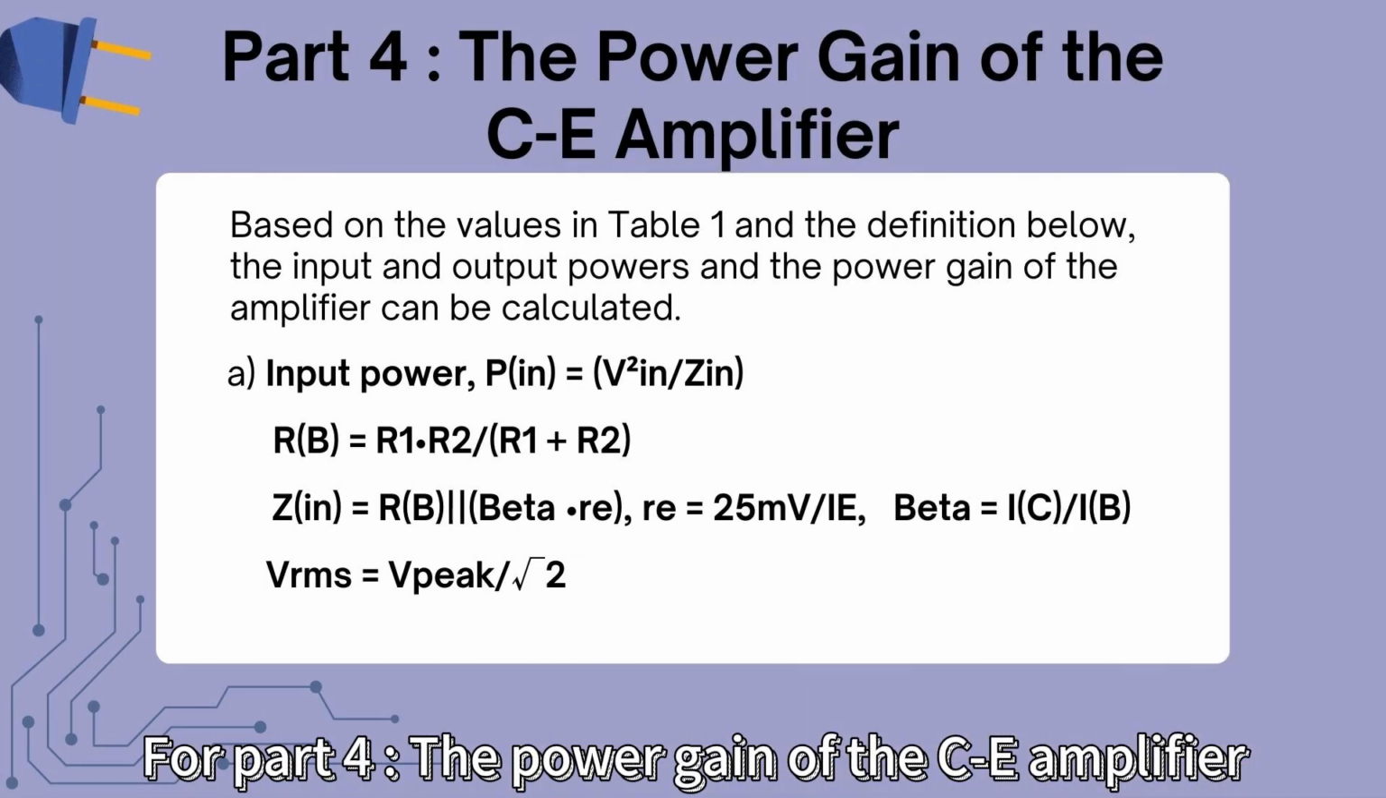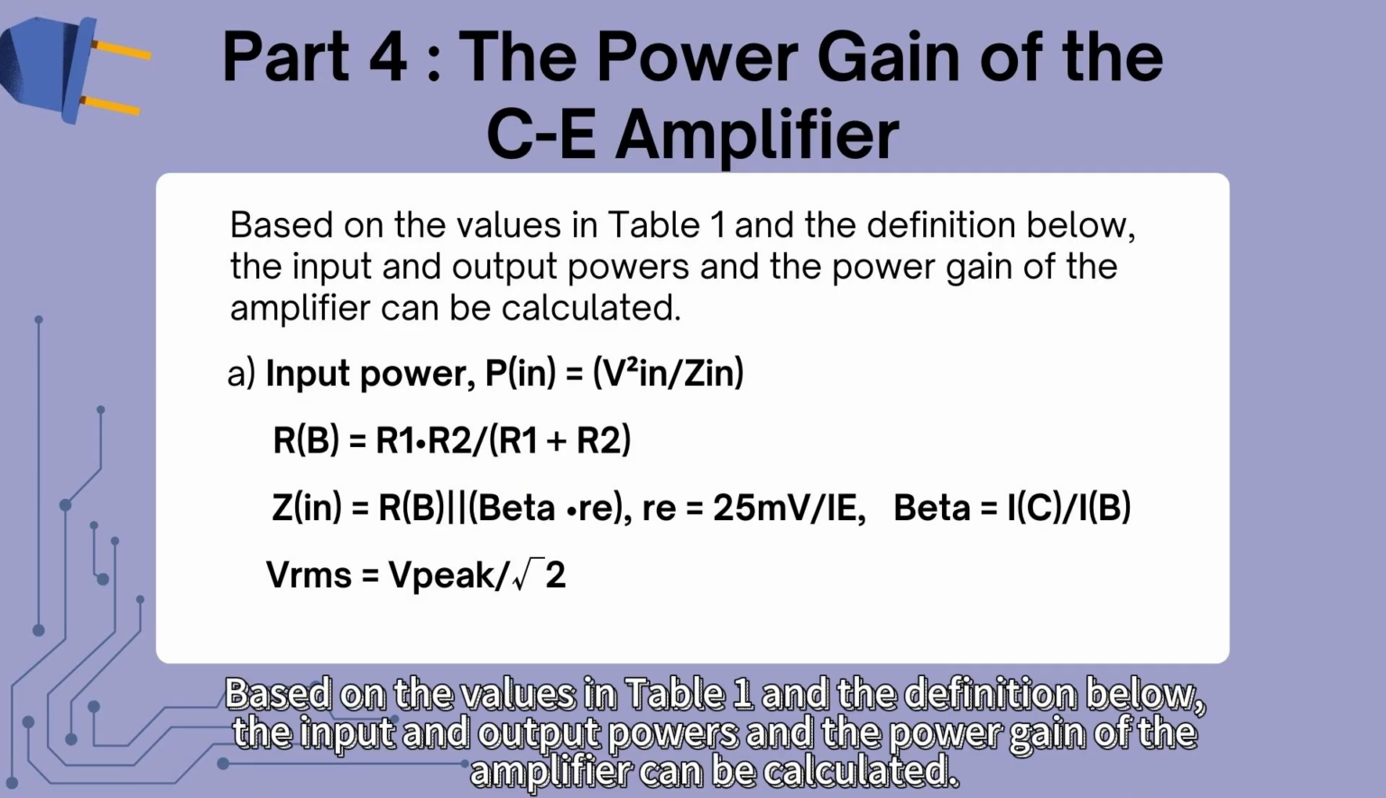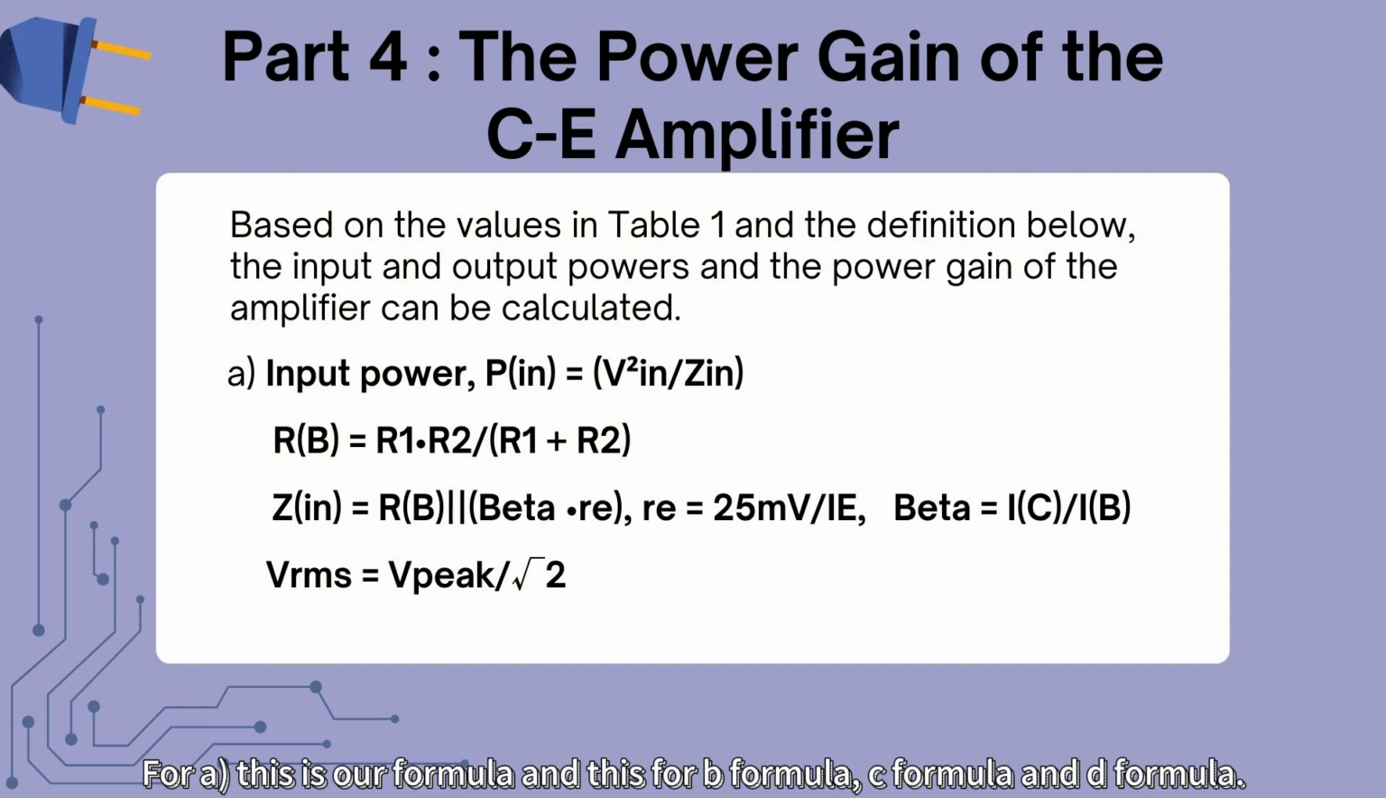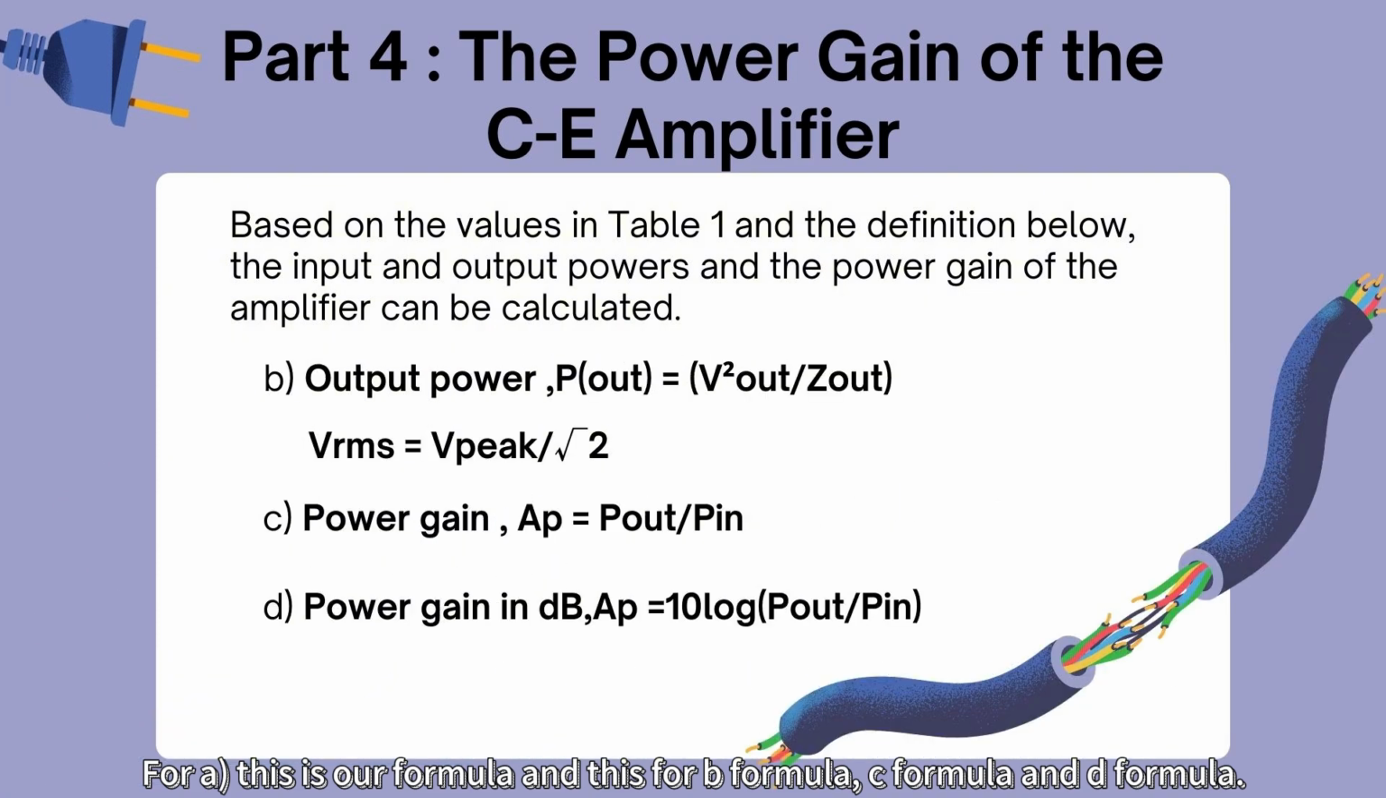For part 4, the power gain of the CE amplifier. Based on the values in table 1 and the definitions below, the input and output power and the power gain of the amplifier can be calculated. For A, this is our formula, and this is the formula for B, C and D.